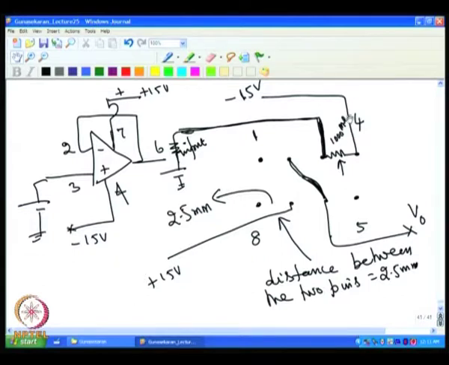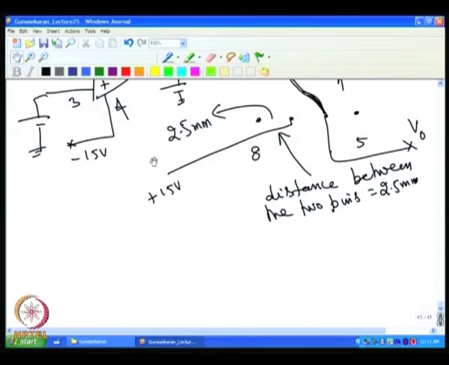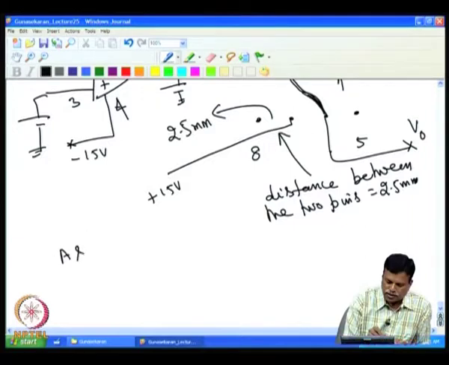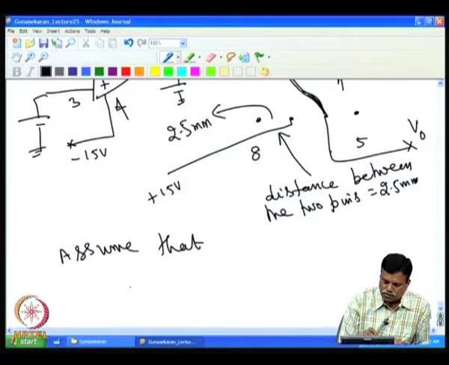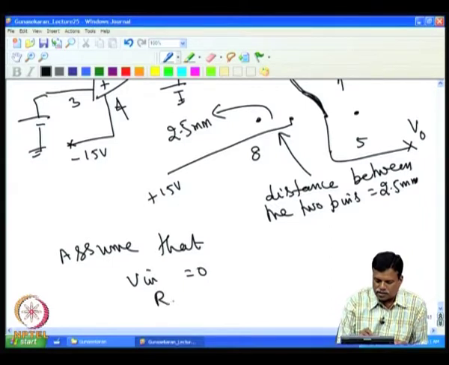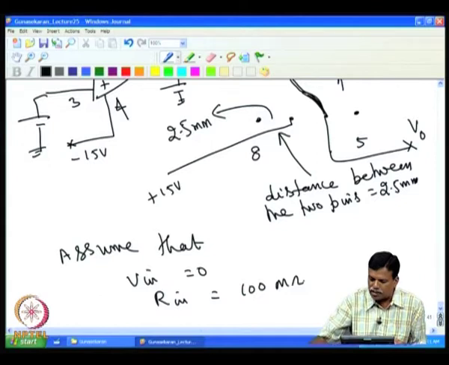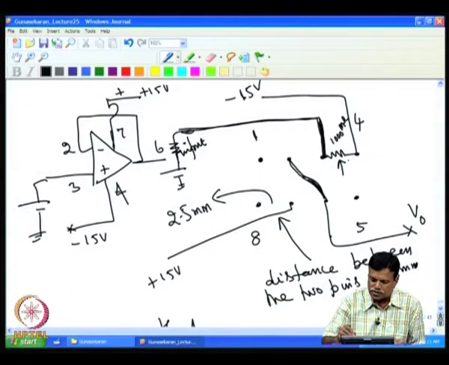So what really happens is that minus 15 volt passes through this, and that current produces a voltage across this. Assume the pH probe voltage is 0, that is, it is a neutral solution. Assume that V input is equal to 0, R internal is equal to 100 megohm, and R leakage is the leakage resistance.